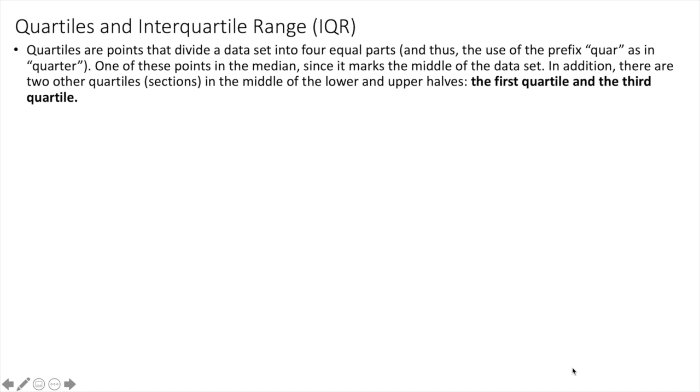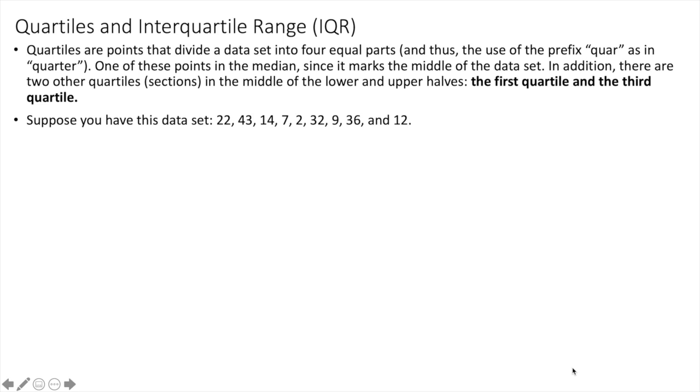What are quartiles? Quartiles are points that divide a data set into 4 equal parts, and thus the use of the prefix quar, as in quarter. One of these points is the median, since it marks the middle of the data set. In addition, there are 2 other quartiles, also known as sections, in the middle of the lower and upper halves. These are known as the first quartile and the third quartile.